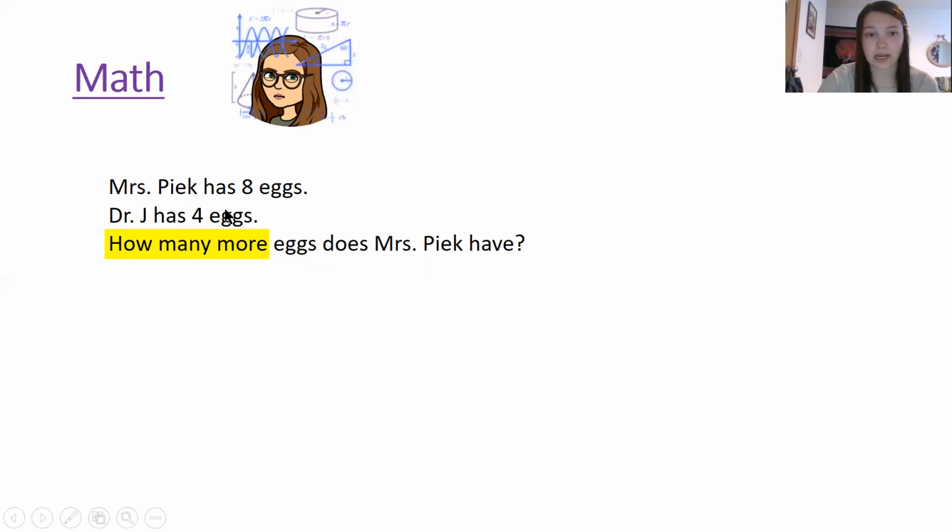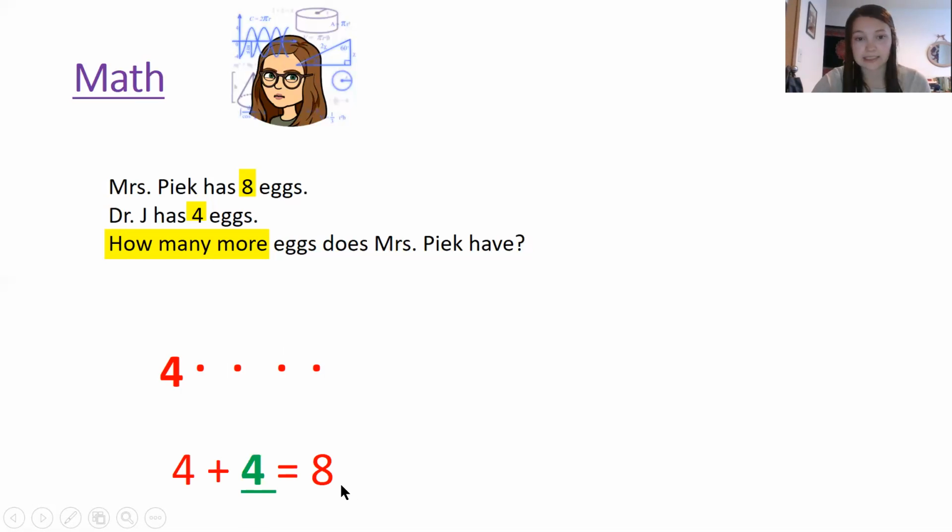Okay, when we count on, we start with our smaller number, which is 4, and count on all the way up to our bigger number, which is 8. Okay, so when we start at 4, like we did in the classroom, we take 4 out of the air, put it in our head. 4, 5, 6, 7, 8. And we counted on 1, 2, 3, 4 times. So that tells us that Mrs. Peak has 4 more eggs than Dr. J, and we can write the number sentence 4 plus 4 equals 8 to match that work that we just did.